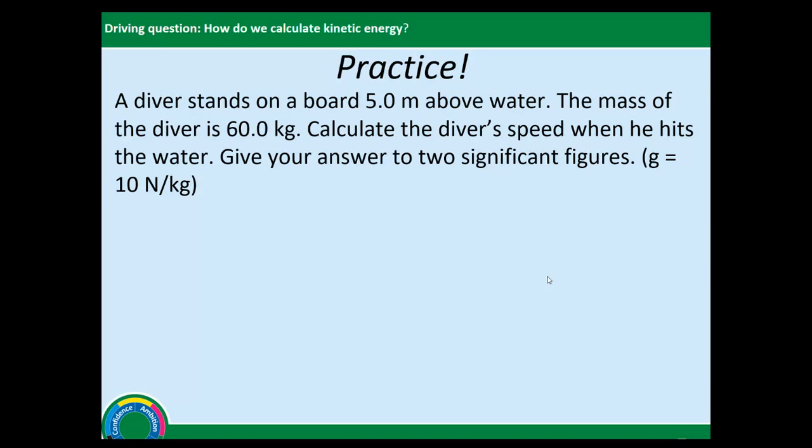Good. Let's go through the question together. It says a diver stands on a board 5 meters above water. The mass of the diver is 60 kilograms. Calculate the diver's speed when he hits the water. Give your answer to two significant figures. g equals 10 newtons per kilogram.